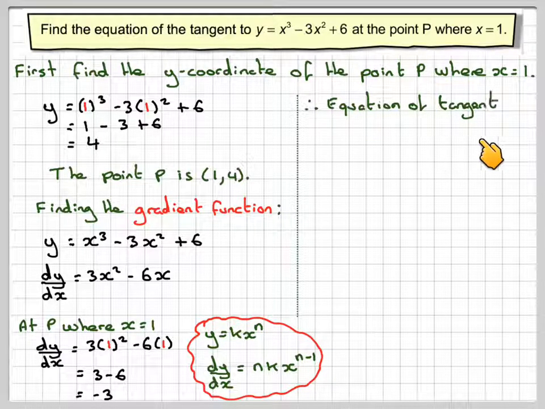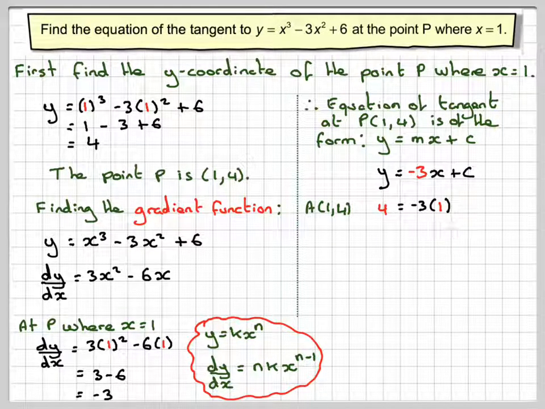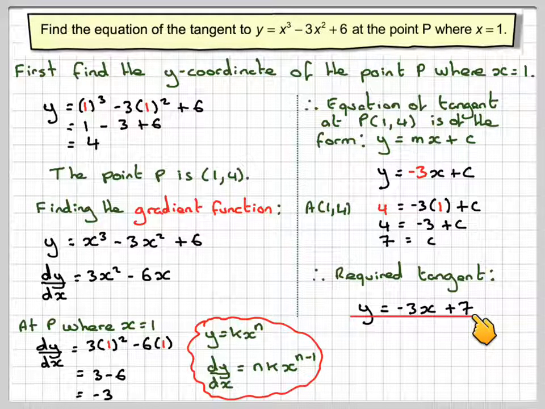So the equation of the tangent at the point 1, 4 is going to be of the form... straight line graphs are of the form y is equal to mx plus c. I've got the value of m because I know the gradient is minus 3 at the point 1, 4. So we're going to have y is equal to minus 3x plus c. Now in order to find the value of c, I know that when x is 1, y is 4. So 4 is equal to minus 3 times 1 plus c, and then 4 is minus 3 plus c, and then c is 4 plus 3, which is 7. So my equation of my tangent is y is equal to minus 3x plus 7.